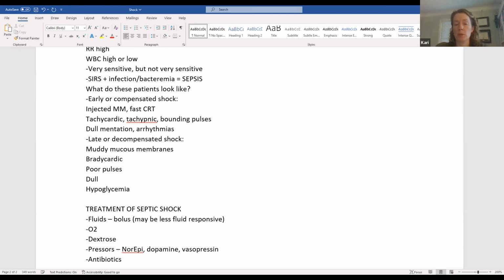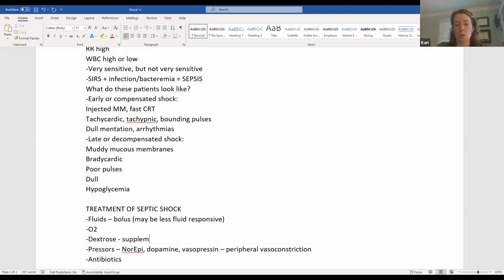All of these work in a little bit different ways, but they all are going to provide some peripheral vasoconstriction to try to bring up the blood pressure. And ideally, if we're using a pressor, we want a central line, but in many of these cases, we'll start with a peripheral catheter and then move to a jugular catheter, depending on what happens with them. So think about jumping to a pressor a little bit more quickly.